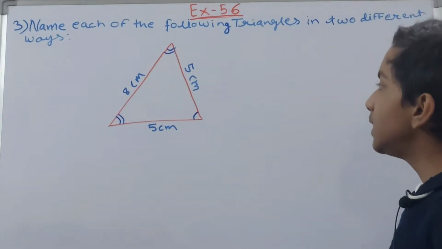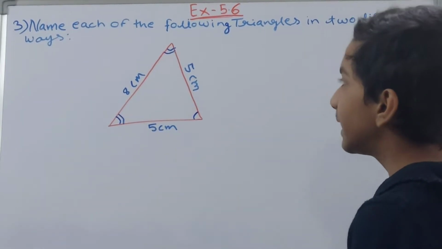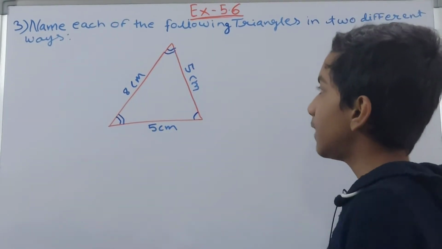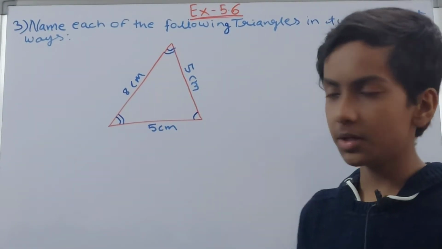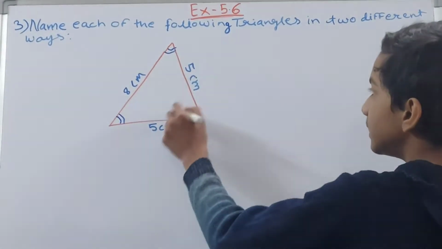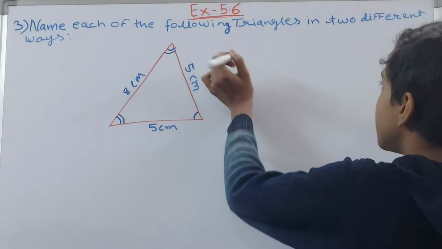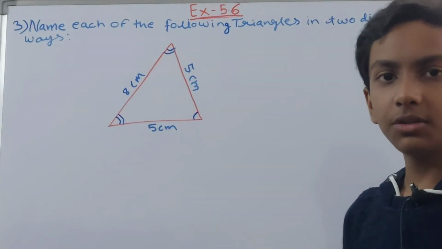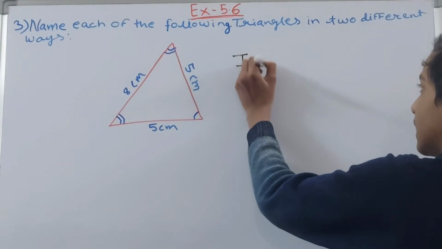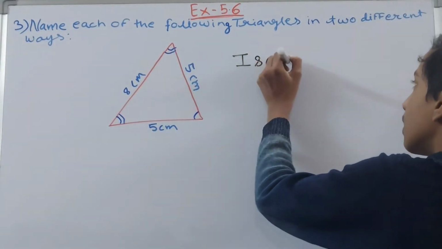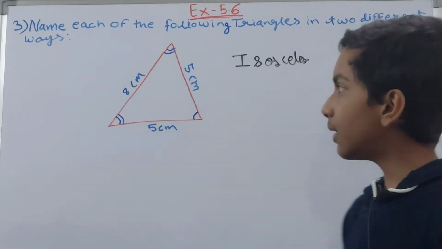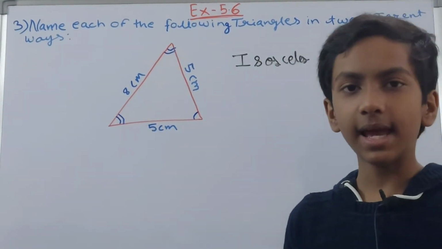Okay, so if you see here, the measures of the sides are given, 8 centimeters and 5 centimeters. Two sides are of 5 centimeters, one is of 8 centimeters. So if you see, two sides are equal, these two sides are equal. And in that case, whenever two sides are equal in a triangle, that is an isosceles triangle. Okay, then now we have to name it by seeing its angles.